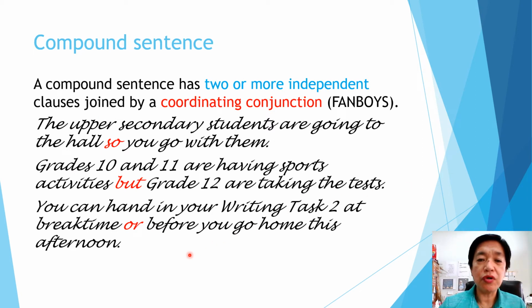This has 2 or more independent clauses joined by a coordinating conjunction. And what are the coordinating conjunctions? They are for, and, nor, but, or, yet, and so. The upper secondary students are going to the hall, so you go with them. Grades 10 and 11 are having sports activities, but grade 12 are taking the tests. You can hand in your writing task too at break time or before you go home this afternoon.